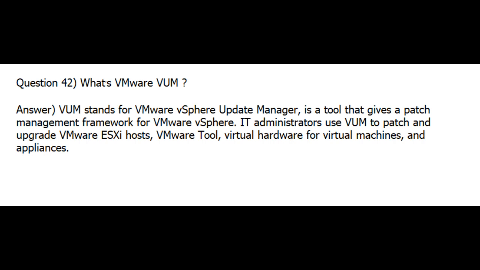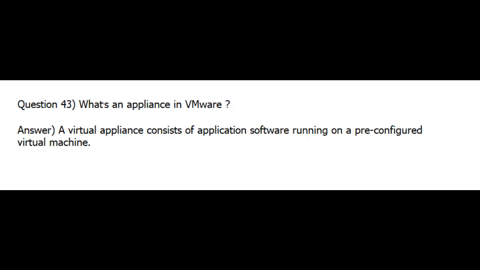Question 42. What's VMware VUM? Answer. VUM stands for VMware vSphere Update Manager, is a tool that gives a patch management framework for VMware vSphere. IT administrators use VUM to patch and upgrade VMware ESXi hosts, VMware Tools, virtual hardware for virtual machines, and appliances. Question 43. What's an appliance in VMware? Answer. A virtual appliance consists of application software running on a pre-configured virtual machine.